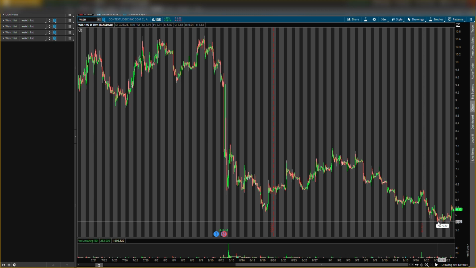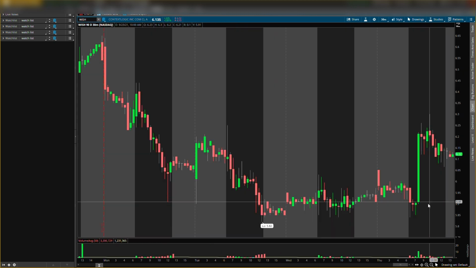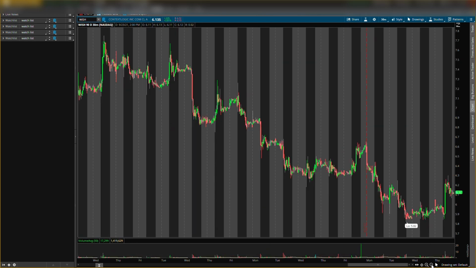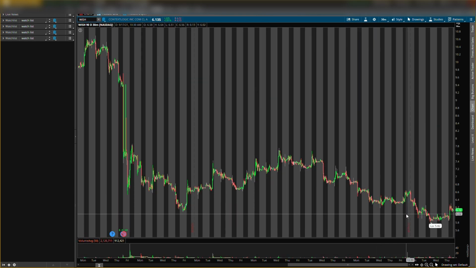This is the lowest Wish has ever been, okay? So you really can't buy it any lower than this. But what is beneficial to us is this right here. This move right here led to me seeing a buying level. That's why I'm adding it in this video.